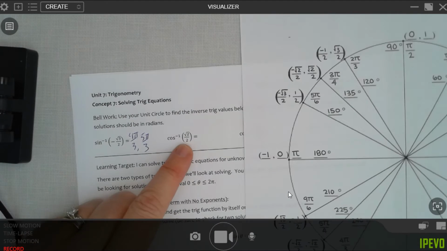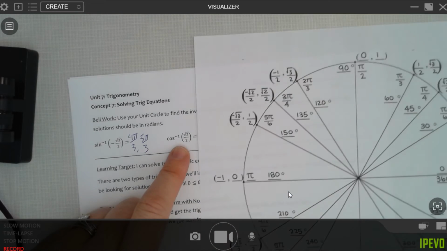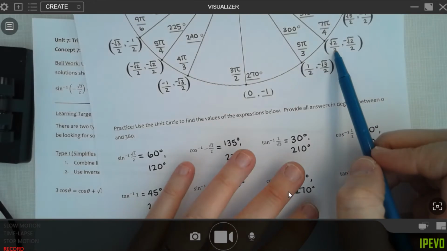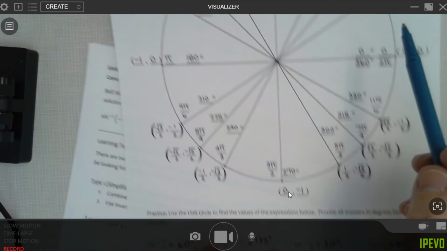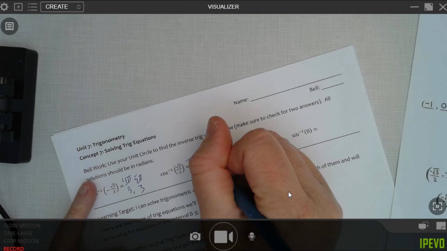So same thing, radical 2 over 2. That is an x, because cosines are x's. An x for radical 2 over 2, that's positive. So right here is a positive x, and then down here would be a positive x. So 7 pi over 4 and pi over 4. And 7 pi over 4.